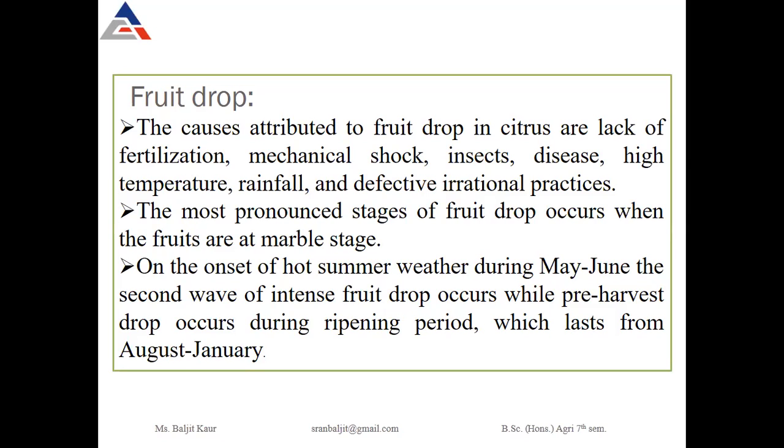Right, so on the onset of hot summer weather during May, June, the second wave of intense fruit drop occurs, while pre-harvest drop occurs during the ripening period, which lasts from August to January. So there is heavy fruit drop in citrus due to a number of reasons, like lack of fertilization, attack of some insects and diseases, and high temperature. So we have to control all these insects, diseases, and high temperature, and irrigation practices should be good so that fruit drop can be reduced.